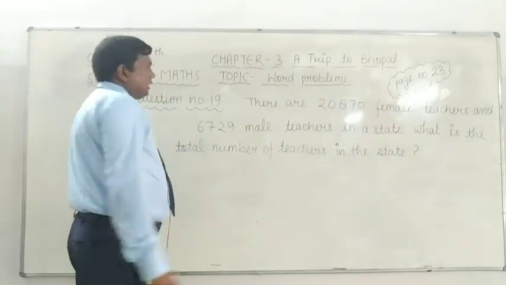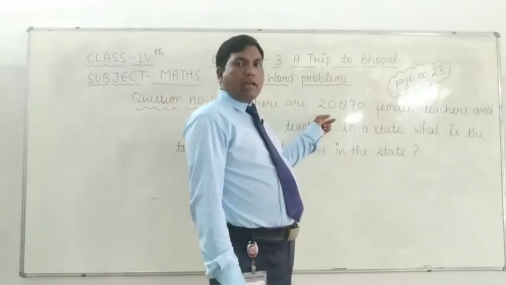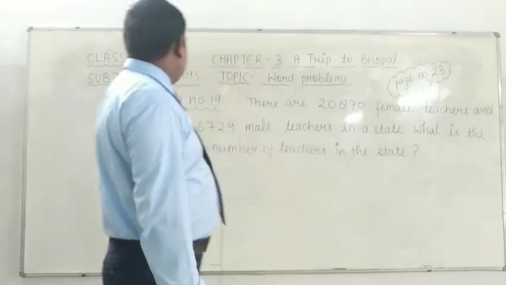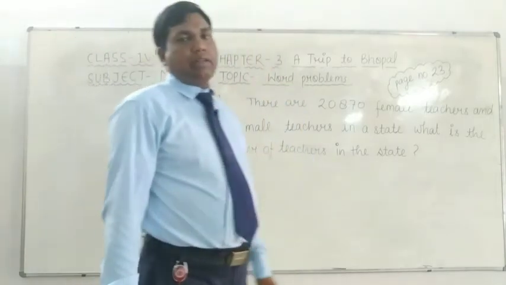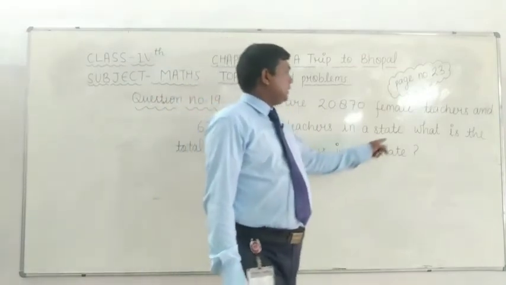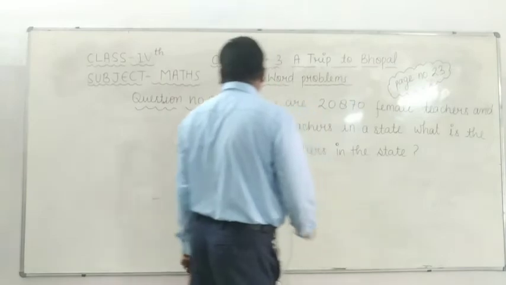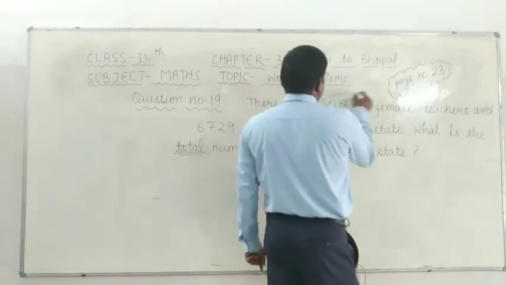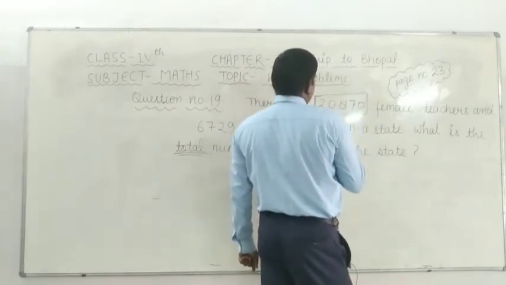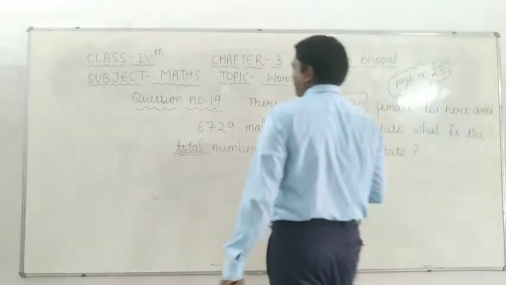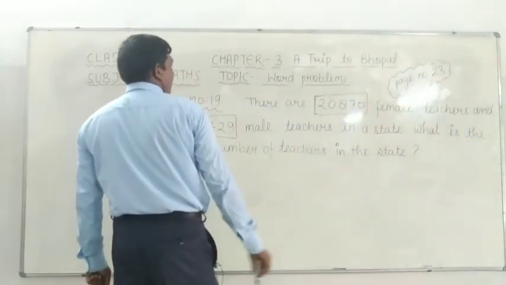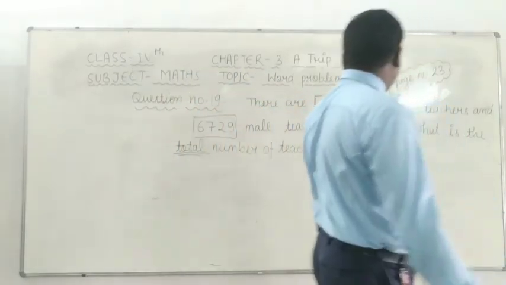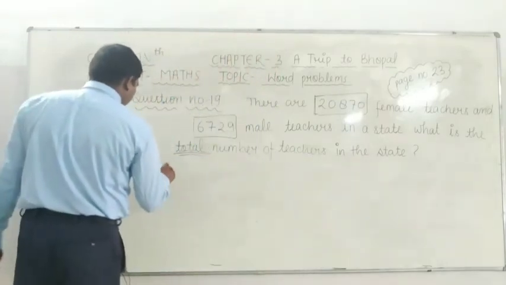In this question, we are given that there are 20,870 female teachers, okay, and 6,729 male teachers, okay, in the state. What is the total number? Here given that total, it means that we have to add, to take the addition of this and this. After adding these, we get the total number of teachers in the state. Okay. Now let's start the solution.